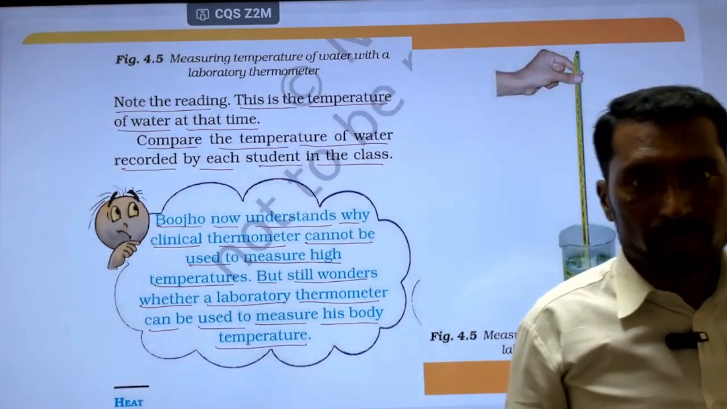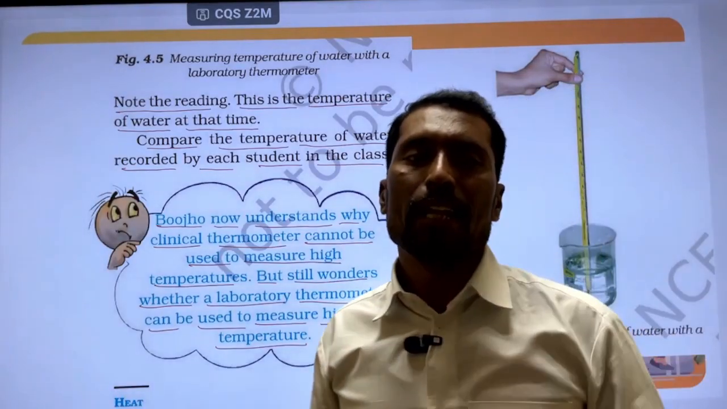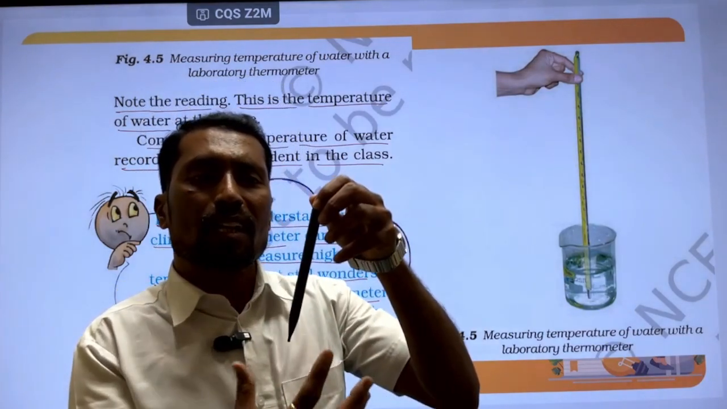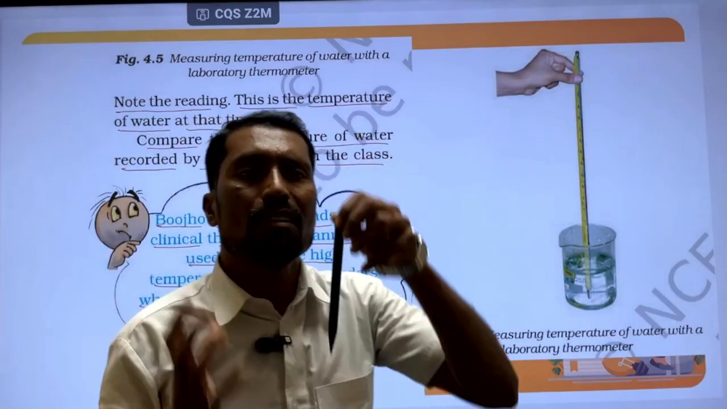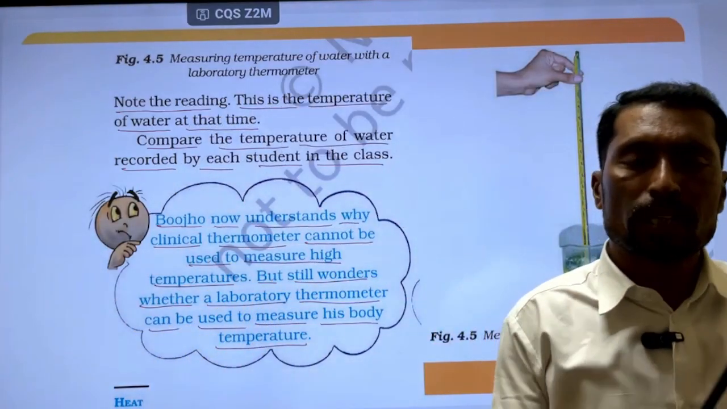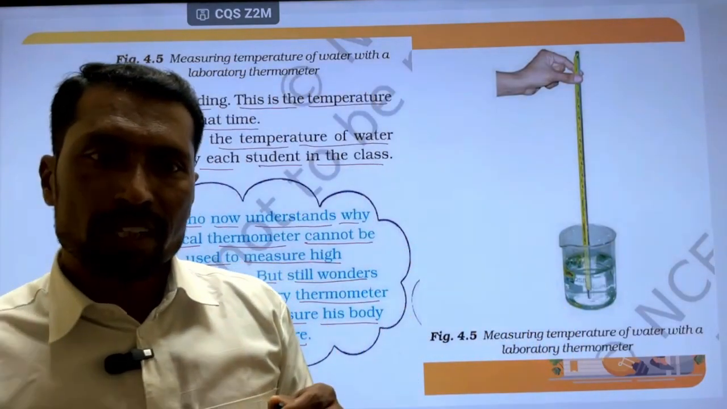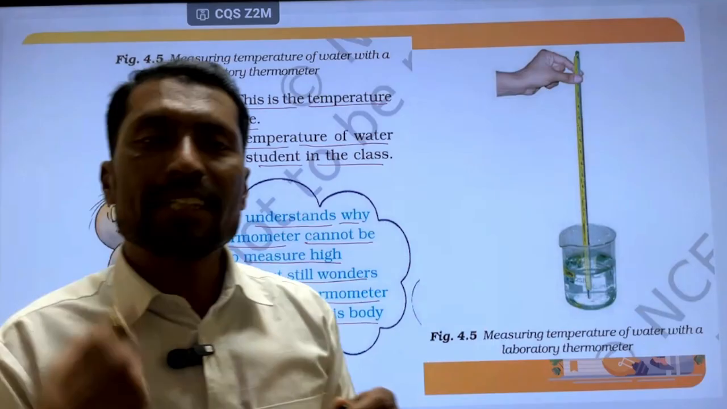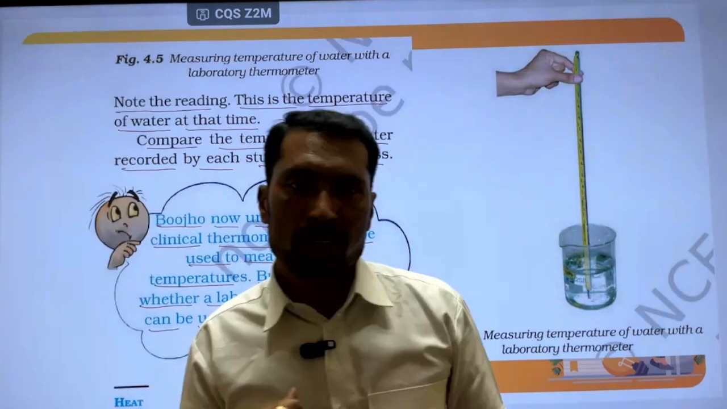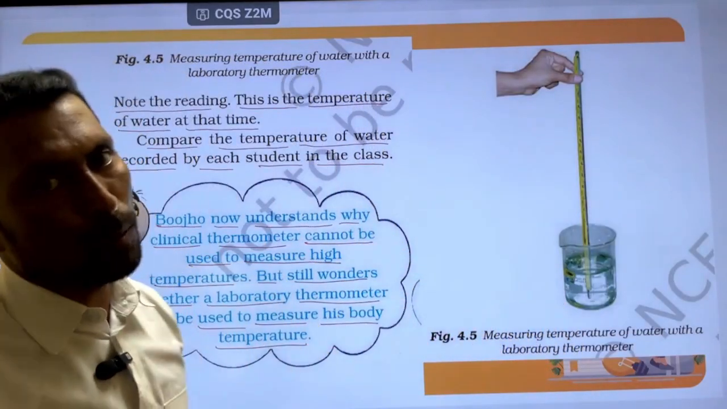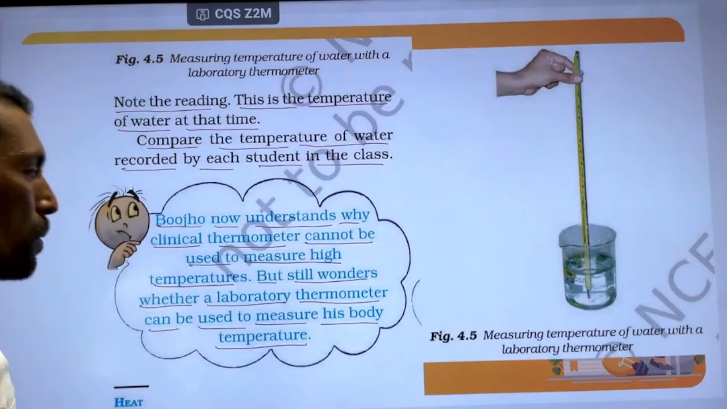The second precaution is that the object whose temperature we have to measure should surround the bulb. But in the case of the mouth, there is another liquid, the saliva. Due to that, we cannot get the correct measurement of the temperature.